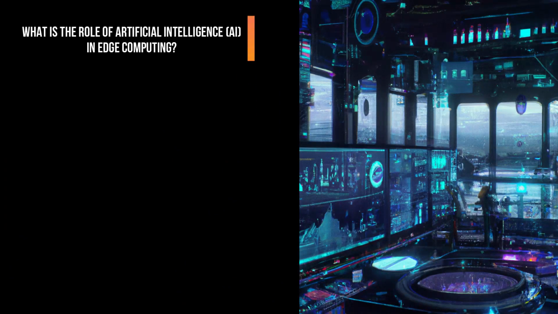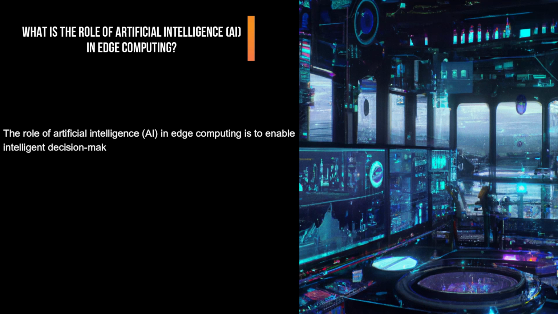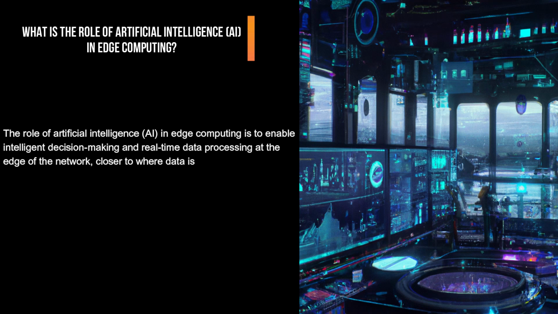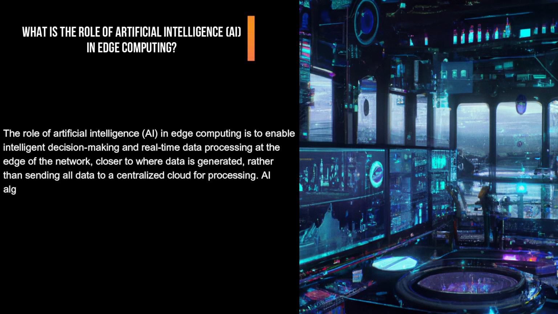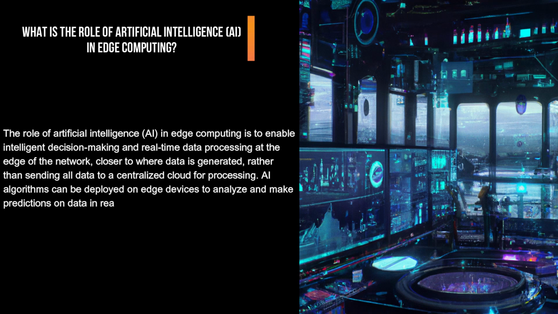What is the role of artificial intelligence, AI, in edge computing? The role of artificial intelligence, AI, in edge computing is to enable intelligent decision-making and real-time data processing at the edge of the network, closer to where data is generated, rather than sending all data to a centralized cloud for processing. AI algorithms can be deployed on edge devices to analyze and make predictions on data in real time, leading to faster response times and reduced network latency.